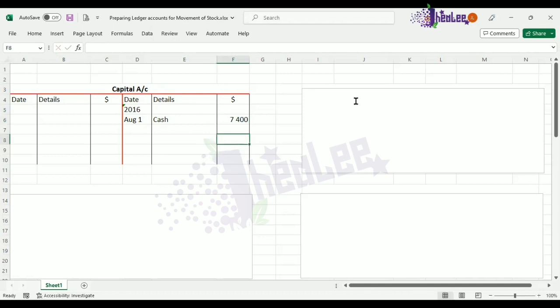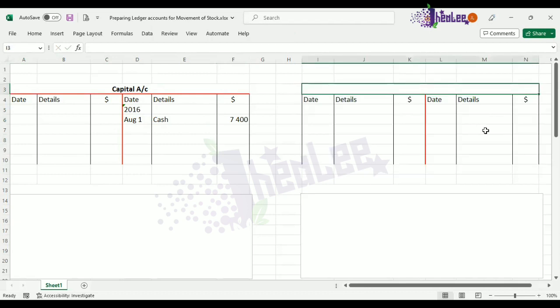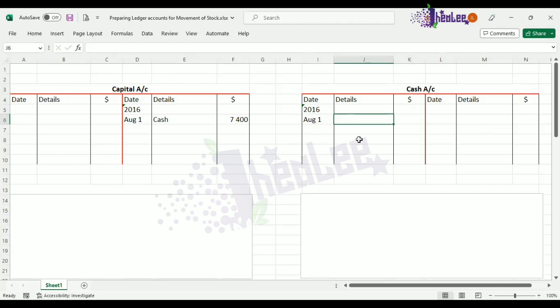We have our credit entry, so we need our debit, and our debit entry should be recorded in our cash account. So I'm going to open an account for cash. So that is cash account, and our entry should be placed on the debit side. That is 2016, August 1st. Our details, the other item affected, which is capital, and the amount is 7,400. So we're finished with that first transaction.